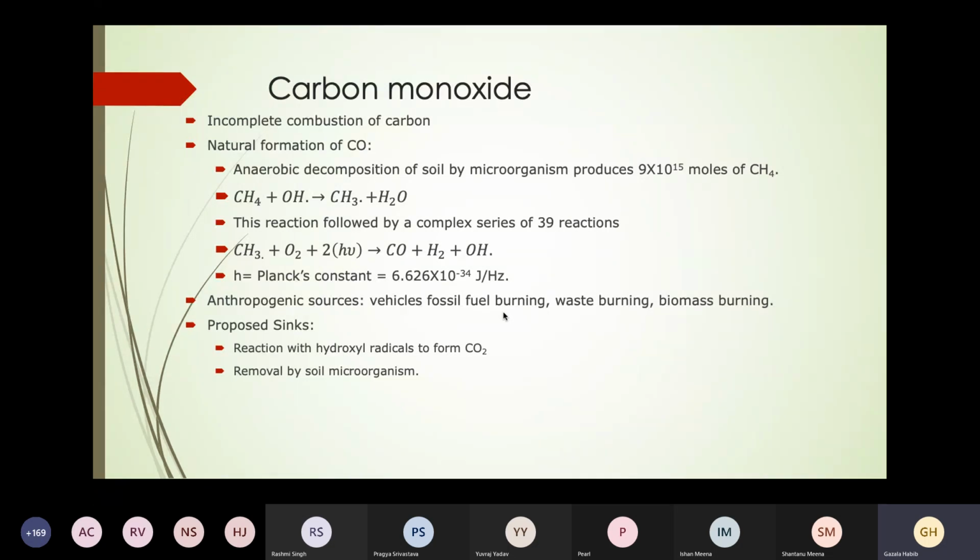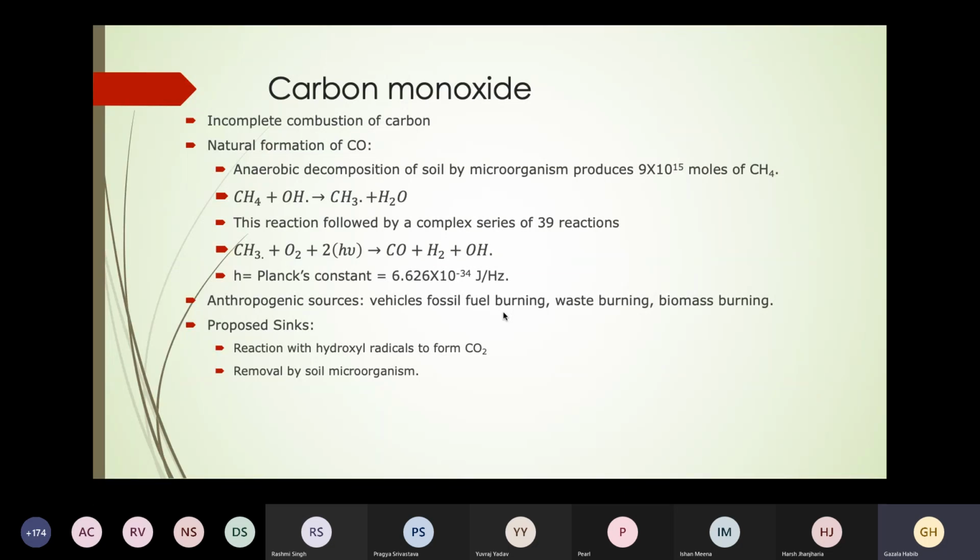This is what I want to say, because all the secondary compound formation needs oxidants, right? Ozone and OH radical are molecules which provide oxygen to reactive species and participate in oxidation reactions. So CH3 radical reacts with O2 in presence of light, forms CO, H2 and OH radical again, and this is a kind of chain reaction.